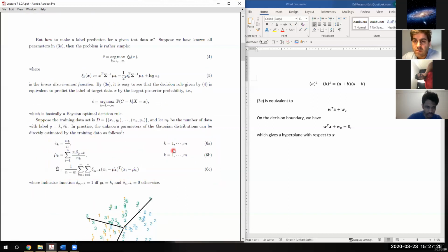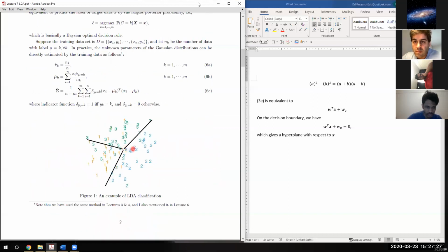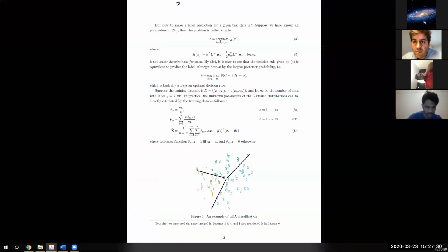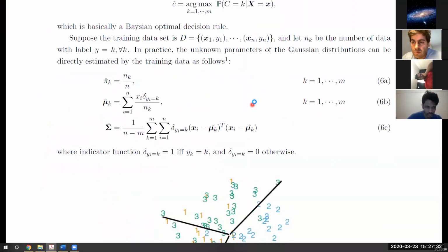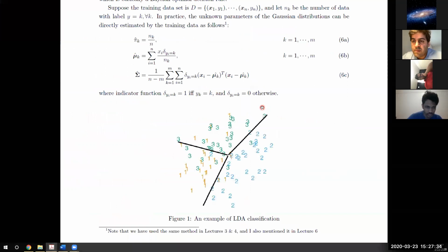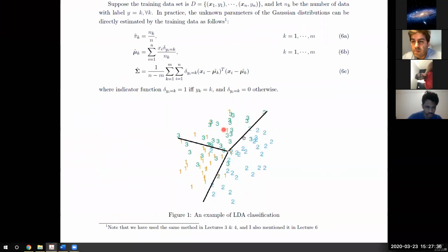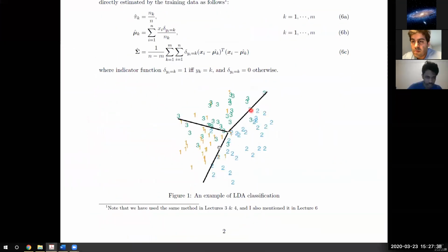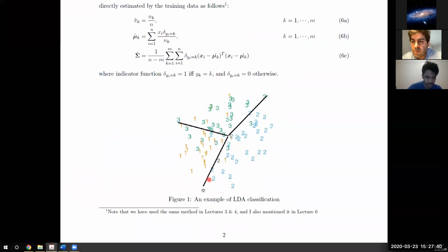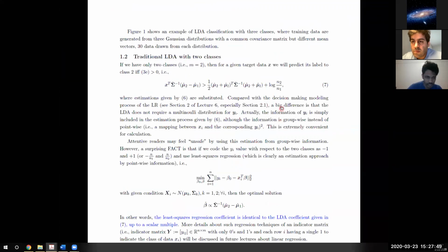And here is an example. Let me make it bigger. Consider the data: 1, 2, 3, meaning there are 3 classes. You can see this is the boundary for the LDA, and the result is not too bad, which is also not too good.